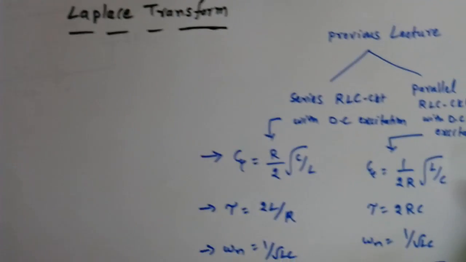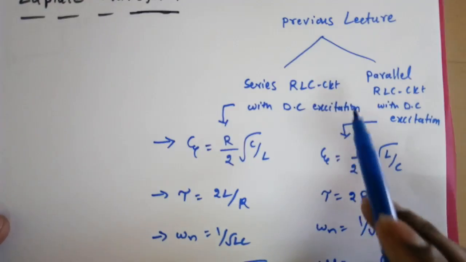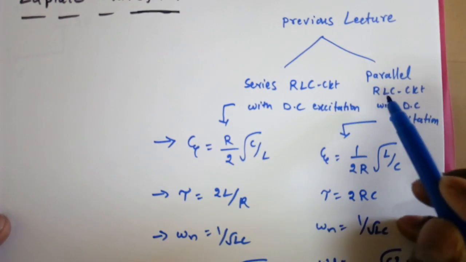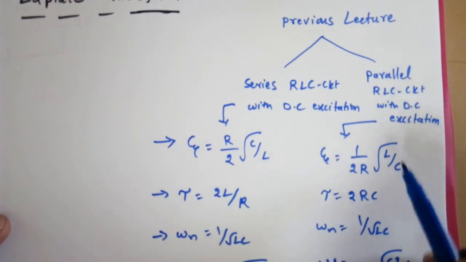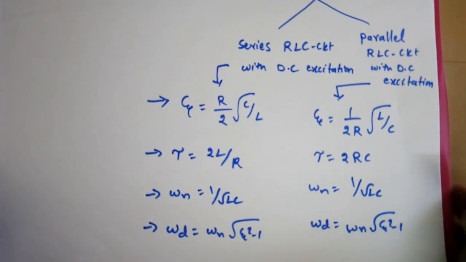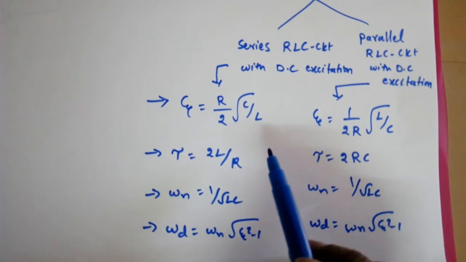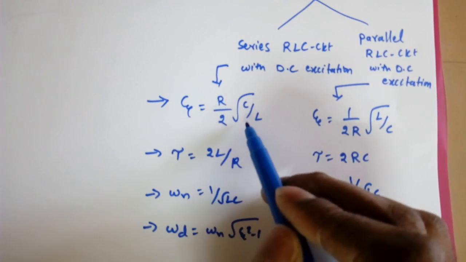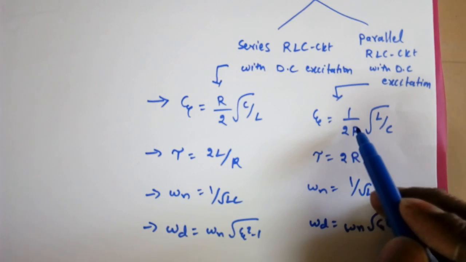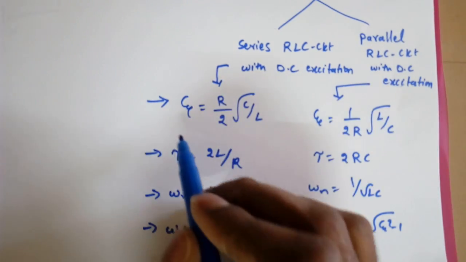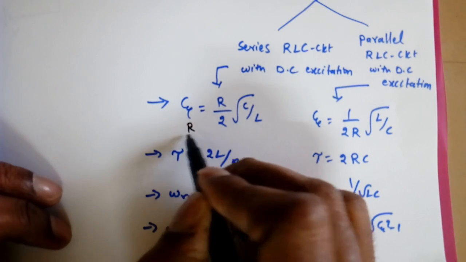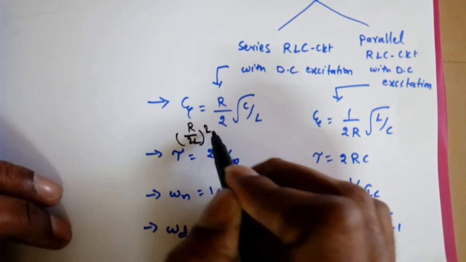Before that, in the previous two lectures we have seen the series RLC circuit with DC excitation and the parallel RLC circuit with DC excitation. In this lecture, what we need to remember mostly is one coefficient, zeta, which in the series case is R by 2 root of C by L. In the parallel case it is 1 by 2R root of L by C. One more parameter we can remember is (R by 2L) whole square.